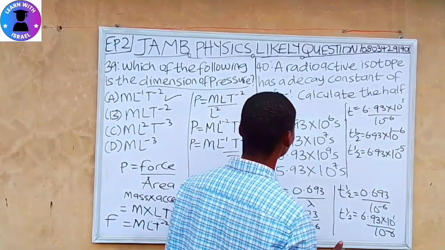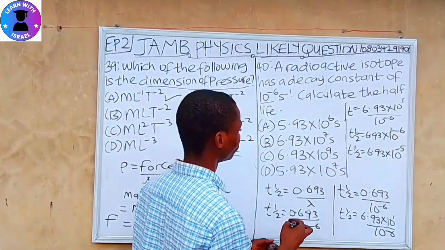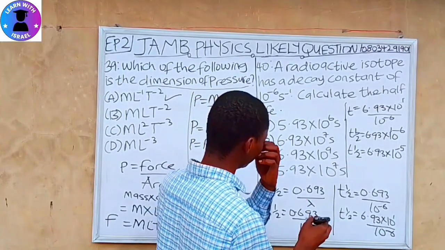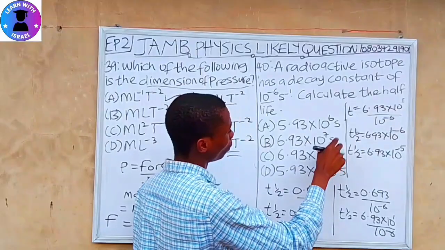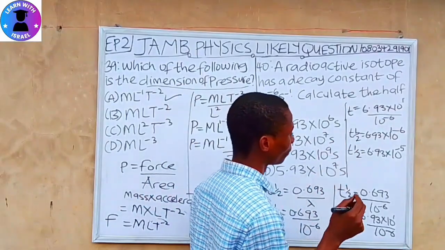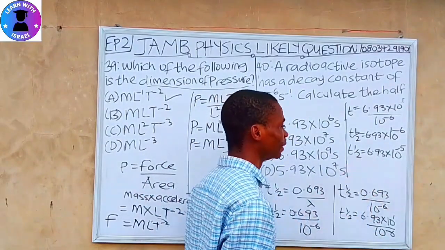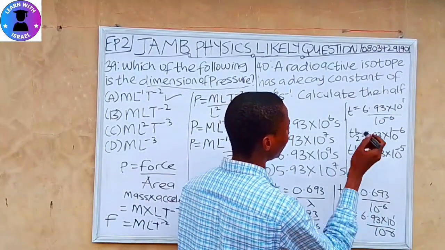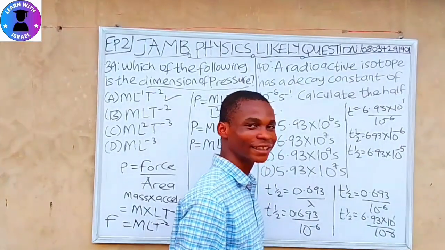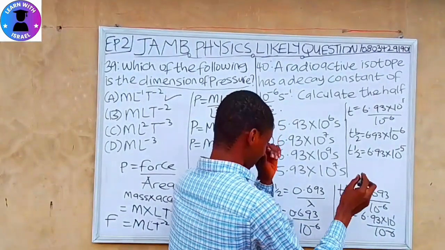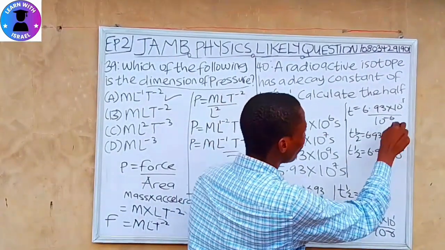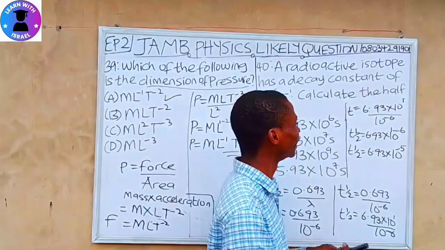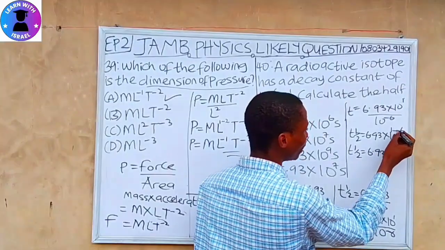And if we check our options, we can find it in what? Wait. Oh, there is a mistake. Since we can't find this in the options, what's the mistake? Check it well. Who can guess the mistake? The mistake is that when we take minus 6 here, it returns to plus. So let's change this minus to plus.